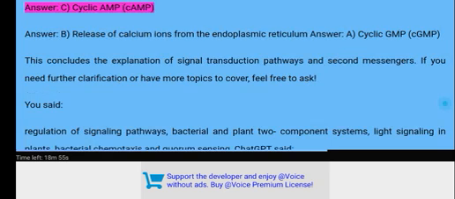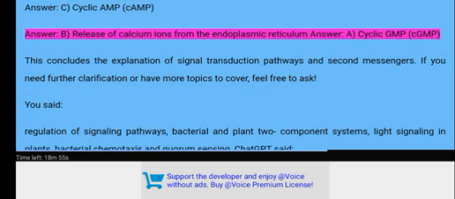MCQs answers. Answer: C. Cyclic AMP (cAMP). Answer: B. Release of calcium ions from the endoplasmic reticulum. Answer: A. Cyclic GMP (cGMP).